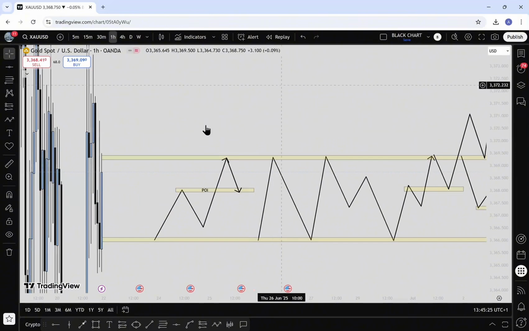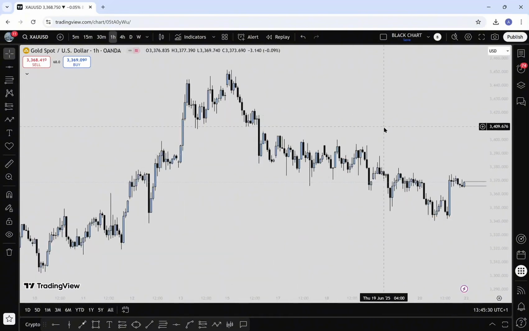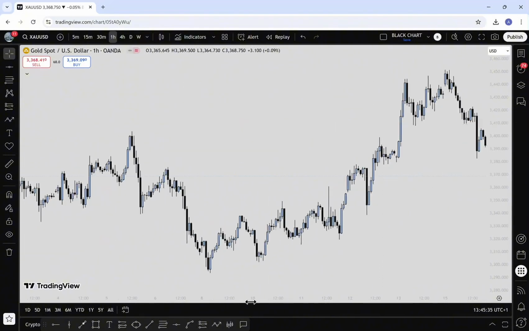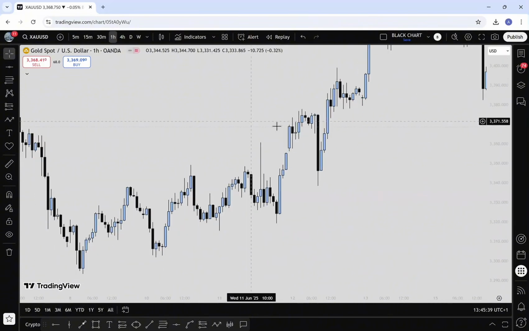Market structure should be very simple, right? So now we are going to do an example on the gold chart. Right now, let's identify here. Price is on a bullish move. First of all, price is on a bullish move, right?